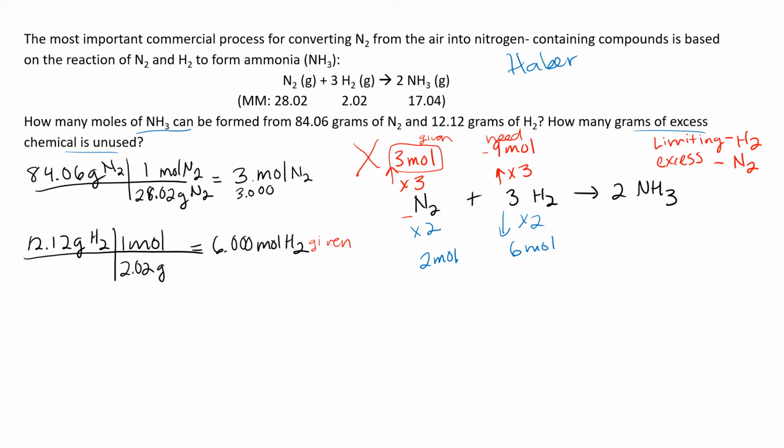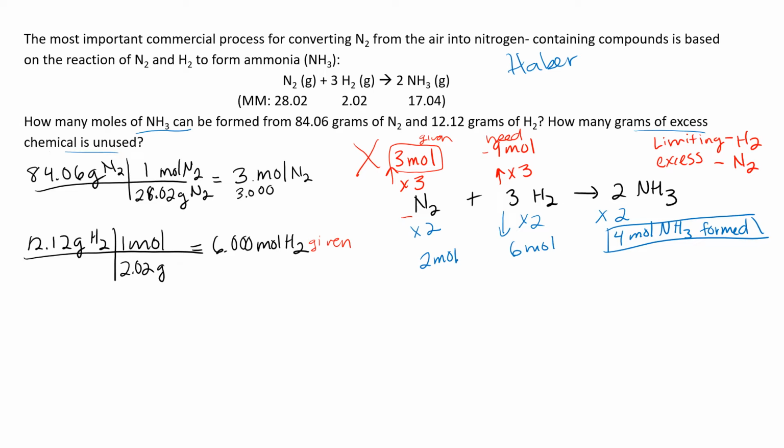So, in that case, we are going to make twice as much ammonia. 2 times 2 would give us 4 moles of ammonia, NH3. Okay, now, our question does ask for moles of ammonia. So I'm going to put 4 moles of NH3 formed. I'm going to box that. That's my final answer to that question.